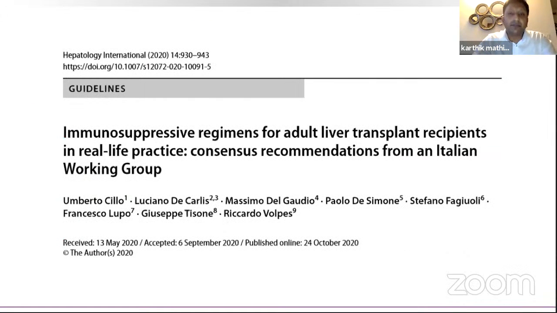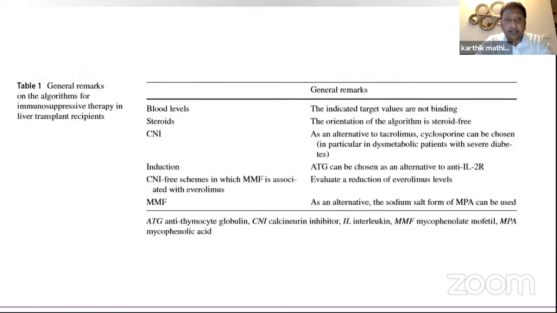So in general, what the immunosuppressant regimen guidelines say is, here is the different consensus. This is one published recently from the Italian guidelines. Again, every center has a different protocol, even in Italy or even in India. Most of them here are comfortable with the triple regimen, that is a CNI, a steroid, and MMF.